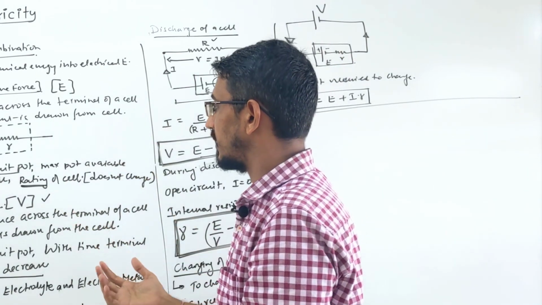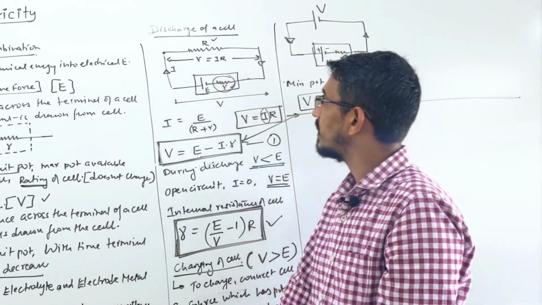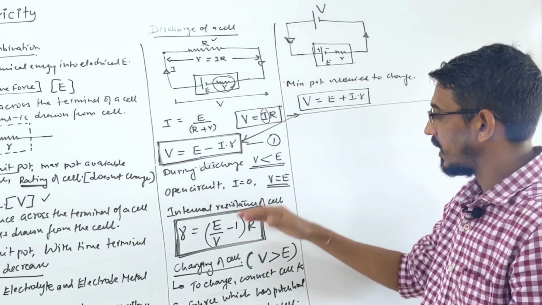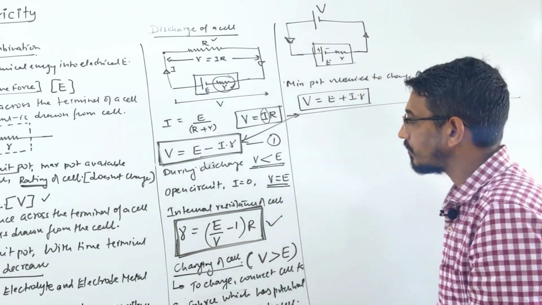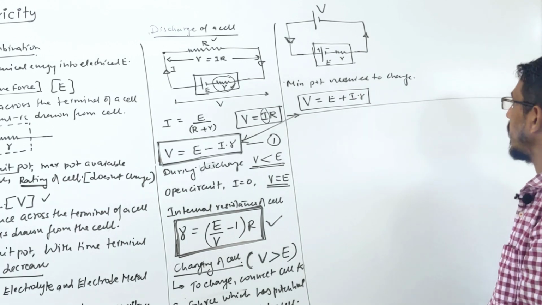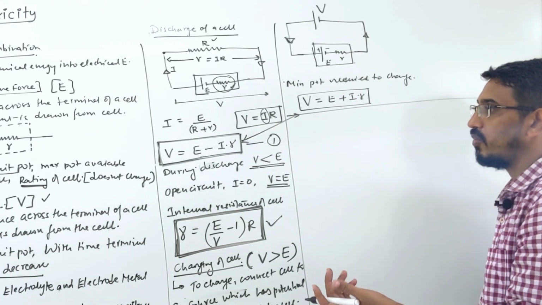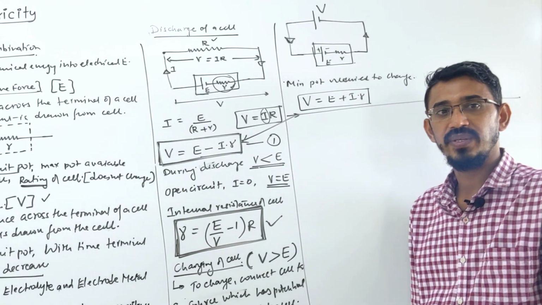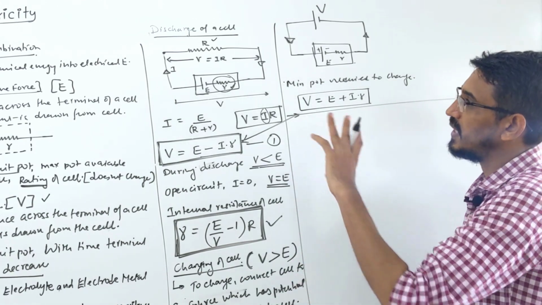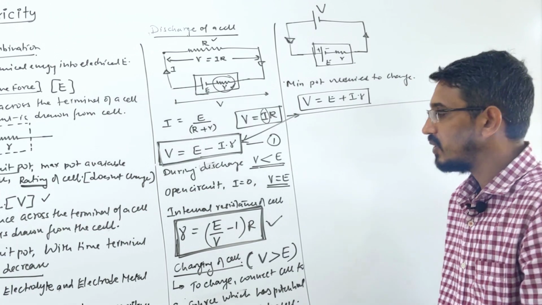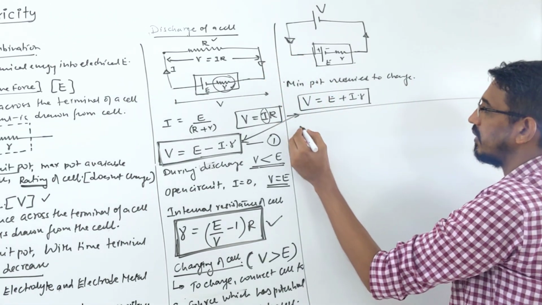What is EMF, what is terminal potential, what is internal resistance, how to discharge the cell and how to charge the cell, simply. Now we'll talk about how to combine cells, like resistances we combined in series and parallel. Exactly the same way we have to combine cells in series and parallel. So one by one we learn them. First we'll talk about the combination of cells in series.